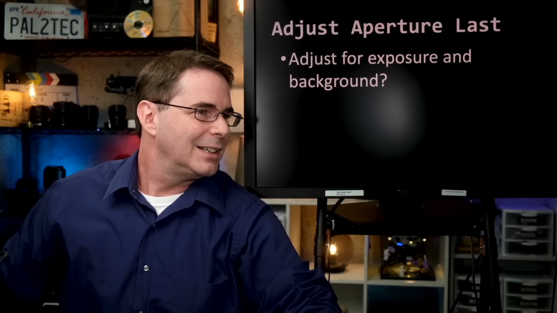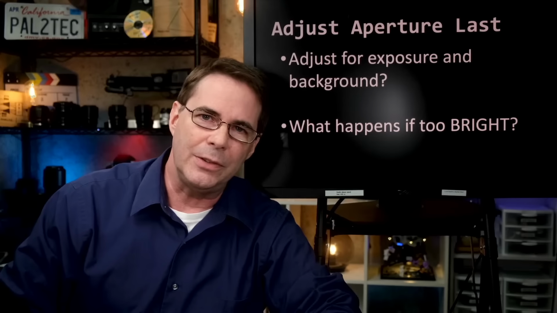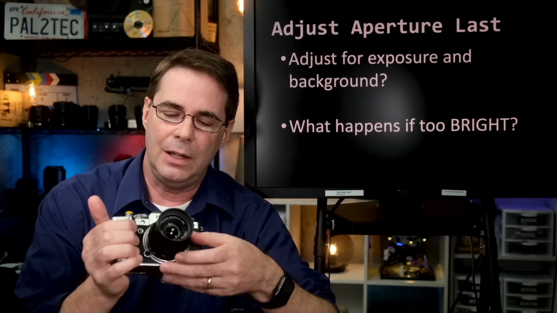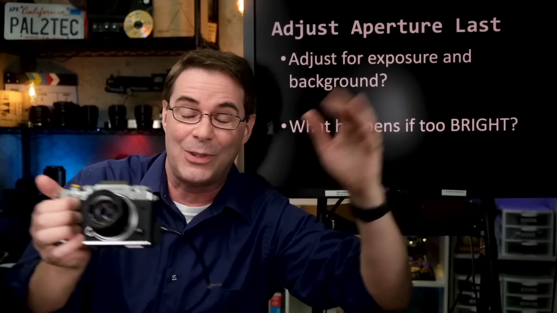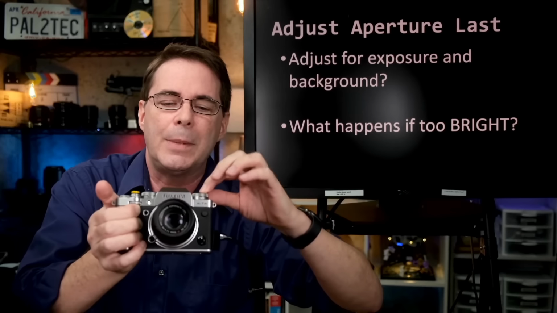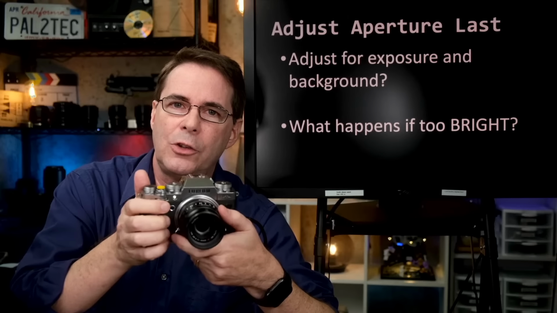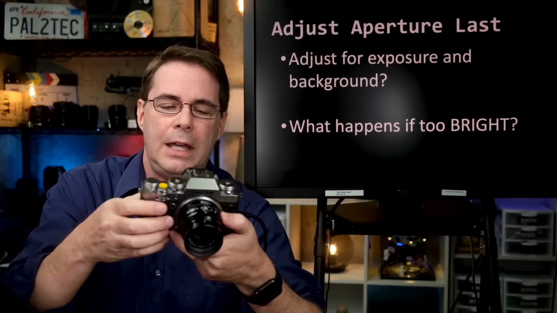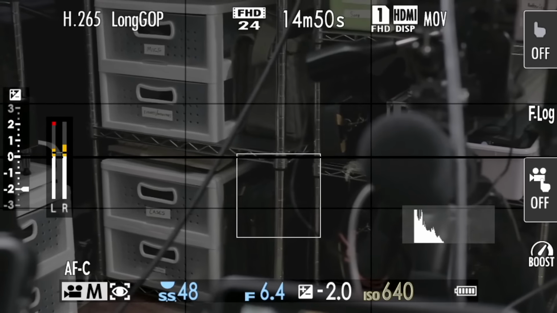All right, so let's go to what happens, okay? This is kind of a trick question, but it's an important one. What do you do if you are in really bright conditions, okay? It's bright as heck outside. You have your ISO at the lowest possible value it can go. So I'm going to put my ISO at 160, okay? Now, remember that rule, your shutter speed must be double your frame rate. So my shutter speed right now is 1/48. You see that right there?